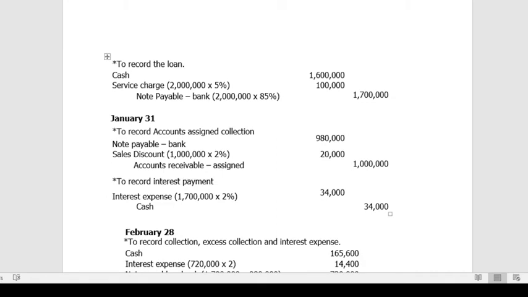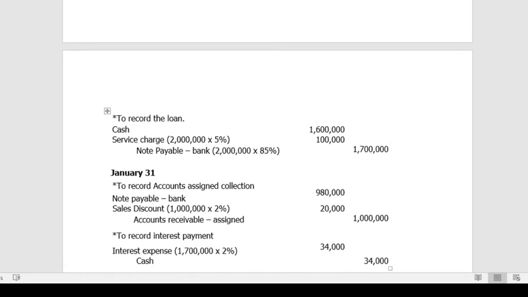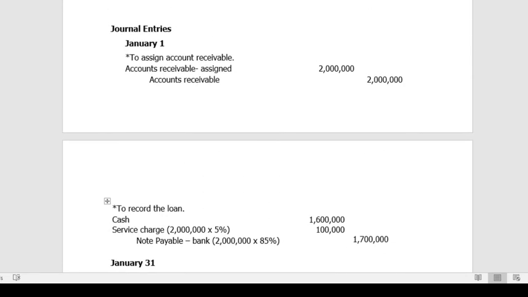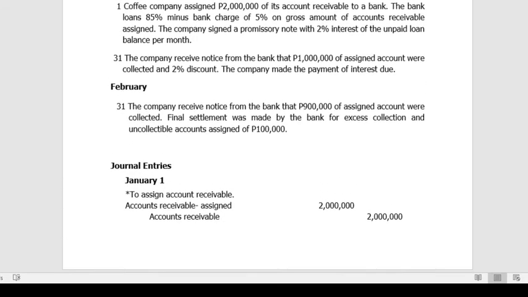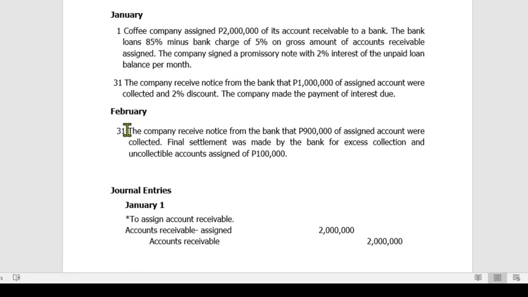Okay, let's proceed with February 28. Under February 28, ang sinasabi, ang transaction on February 28, 31 ang nakalagay pala dito. So, i-change na lang siguro natin ito because wala namang 31 ang February. The company received notice from the bank that 900,000 of assigned account were collected.